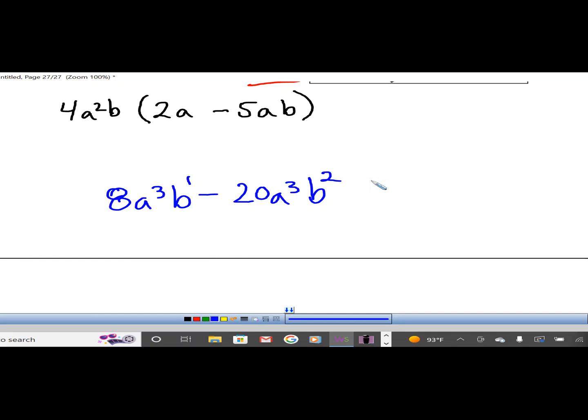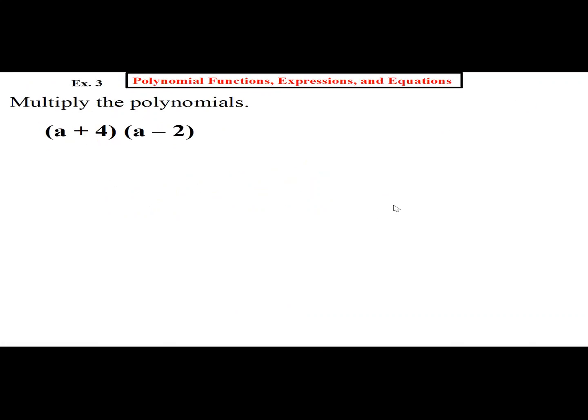All right, so I think we got this, yes? Shall we crank it up a little bit? Yeah, let's do this. Example 3, copy this: a plus 4 times a minus 2. Just copy it because we're going to do this using the area model.